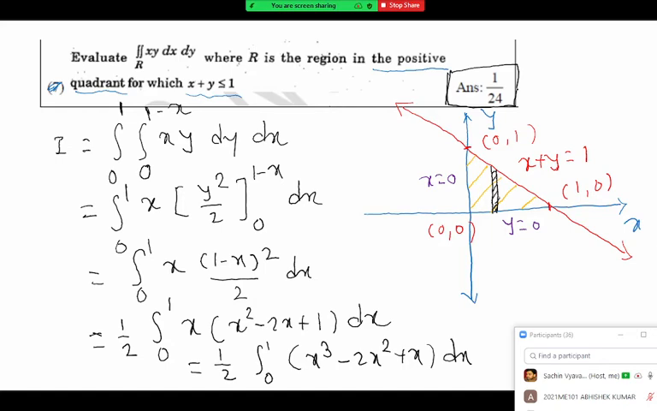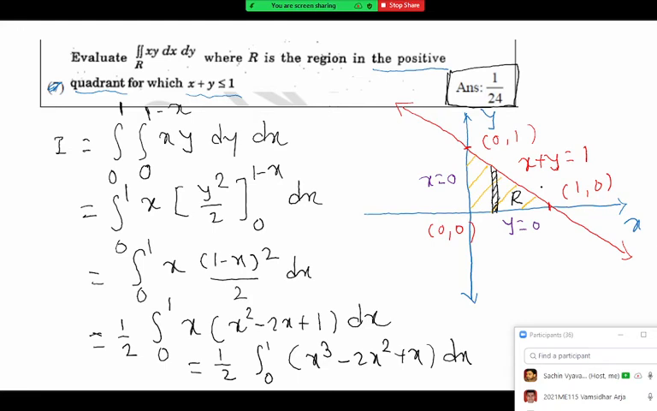This triangle is the region of integration, because it is in the first quadrant and bounded by the line x plus y equal to 1. Sir, please repeat the diagram once.